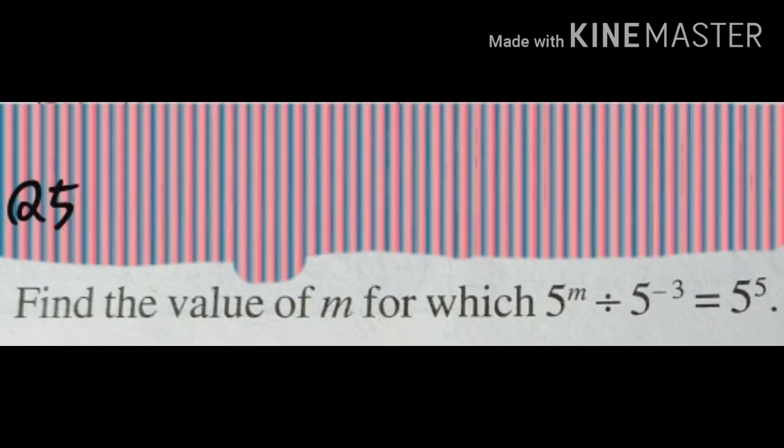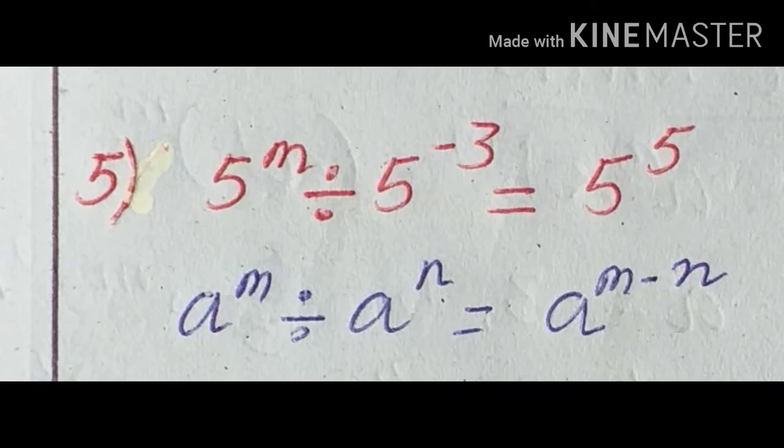Now look at question number 5. What does question number 5 say? Find the value of m for which 5 to the power m divided by 5 to the power minus 3 is equal to 5 to the power 5. Clear? Now here first we have to use the identities. For division, a to the power m divided by a to the power n equals a to the power m minus n.